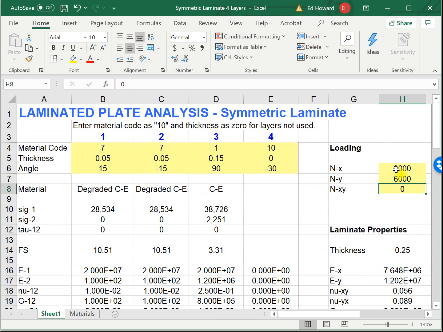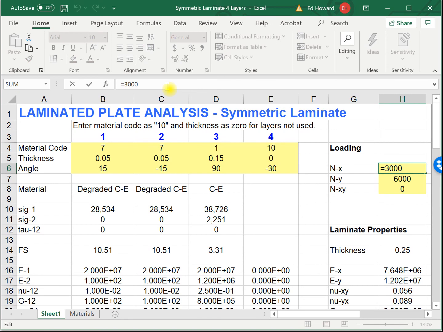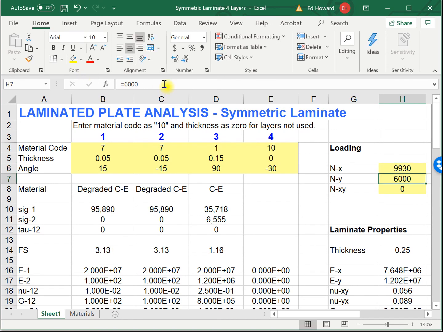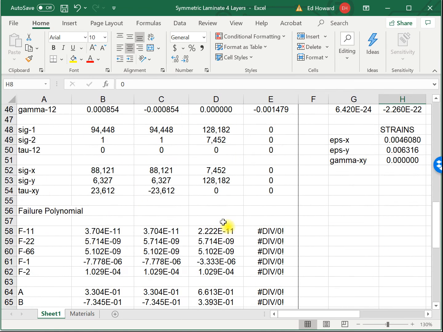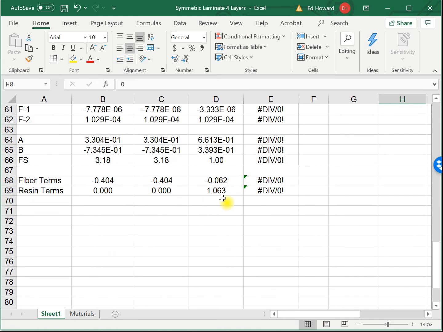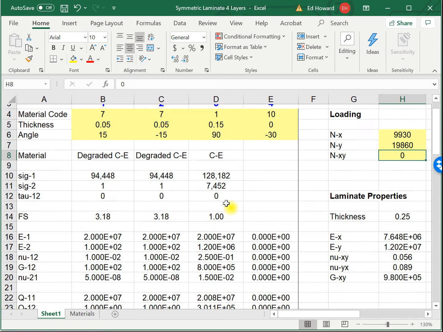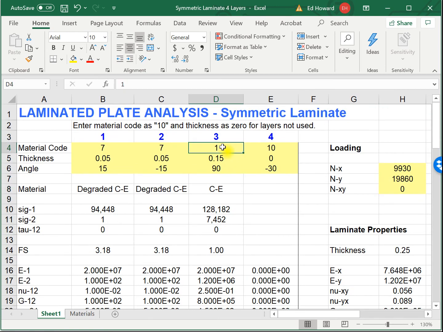Okay, so let's increase the loading to correspond to that increased pressure, and now we see we got the factor of safety of 1. But also again, notice that this sigma 2 is pretty high compared to the strength value of 7,000. And again, when we look at the terms here, this is going to be a resin failure. And so now we can degrade that layer as well.